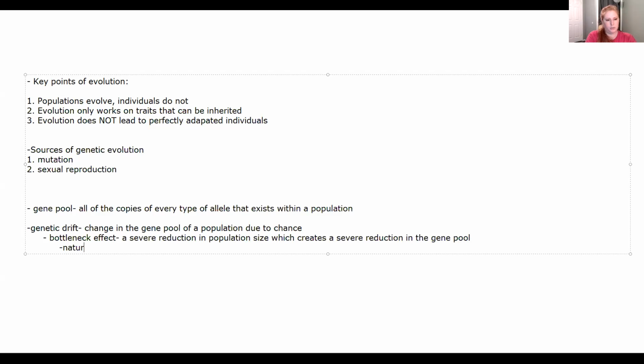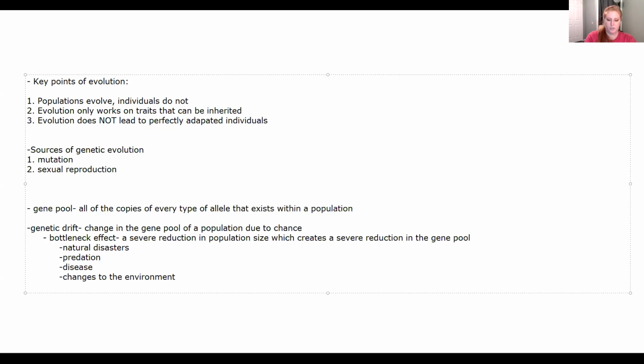We talked about natural disaster, what else did I say, guys? Disease, changes to the environment. I said that phonetically, environment. So any of these things can produce a severe reduction in the size of the population.